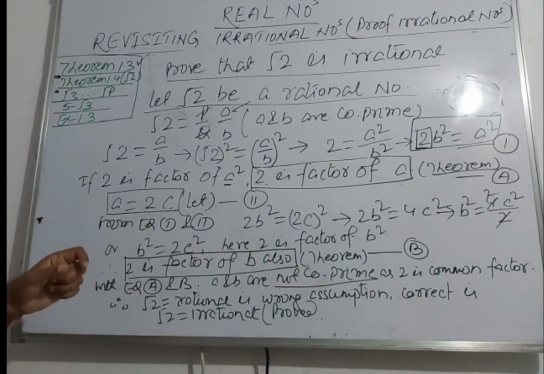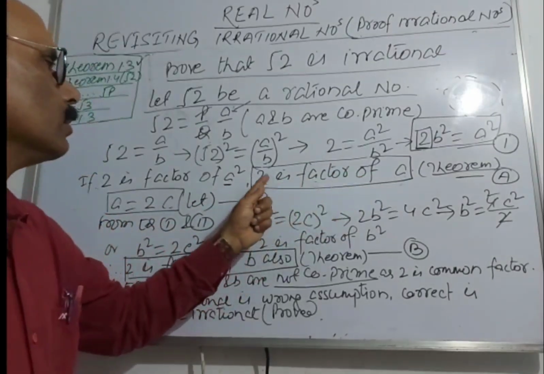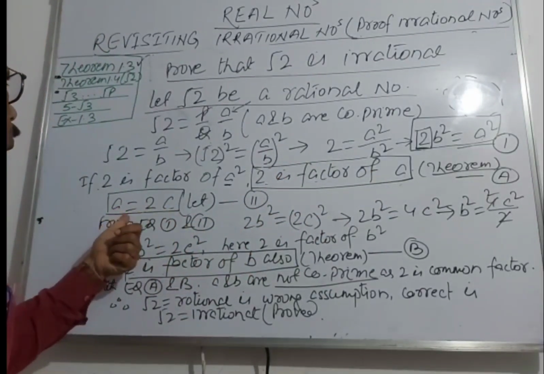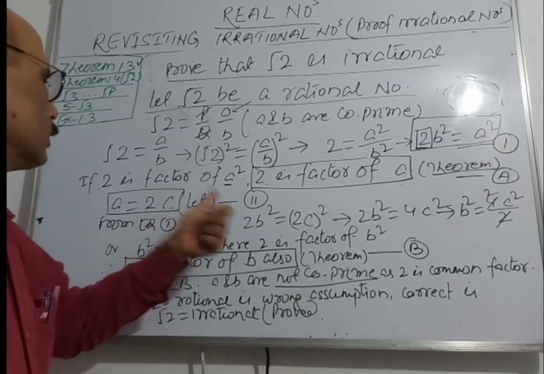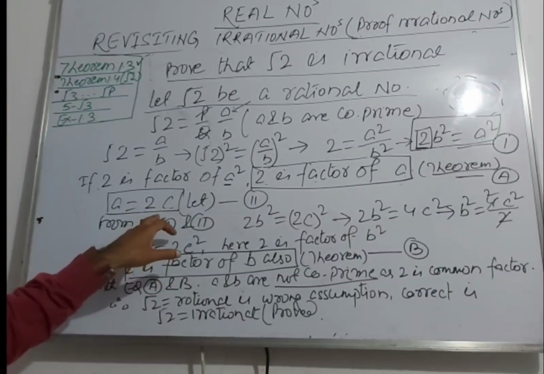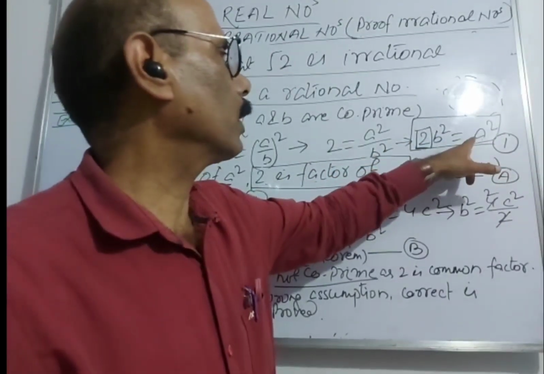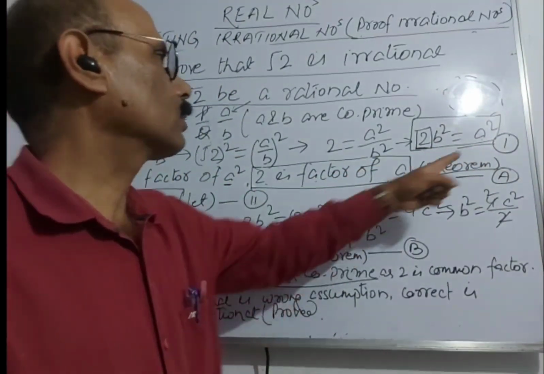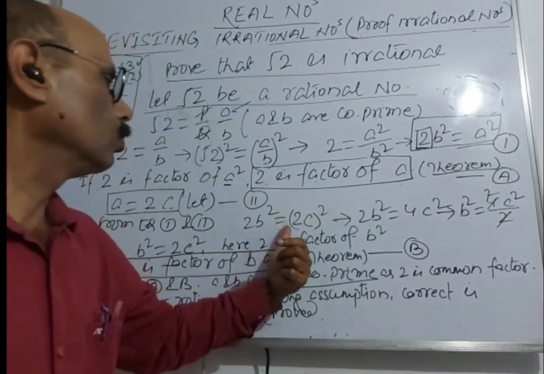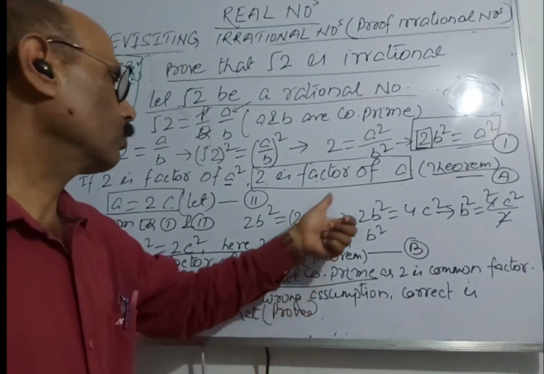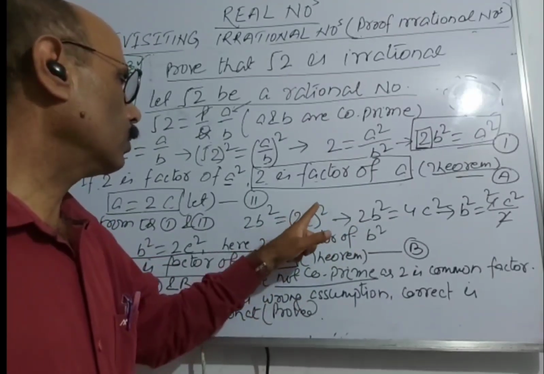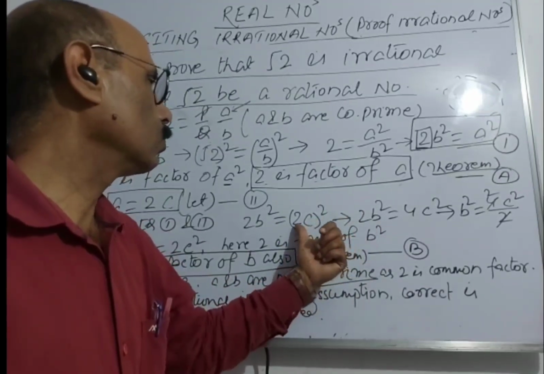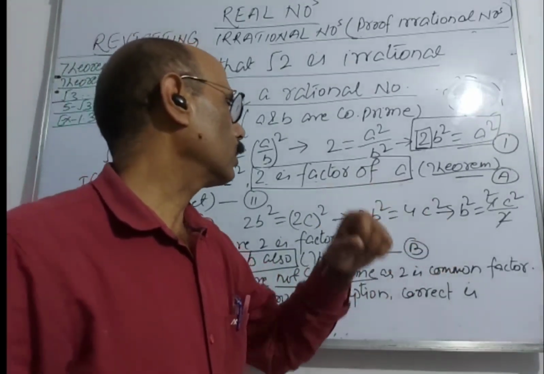Okay. Now again, if 2 is a factor of A, that means 2 into something is equal to A. Let that something be C, so A is equal to 2C. Let this be equation 2. Now put this value of A in the square. What will be there? 2B square is equal to, in place of A, 2C square. So 2B square on this side, and 2 to the 4, C square.